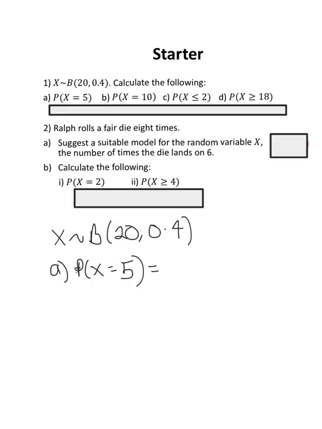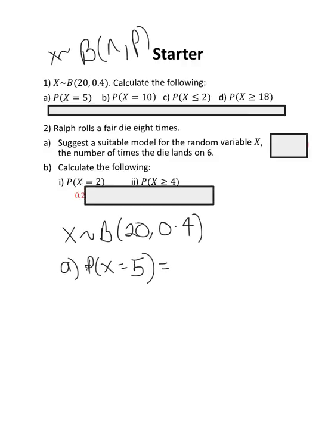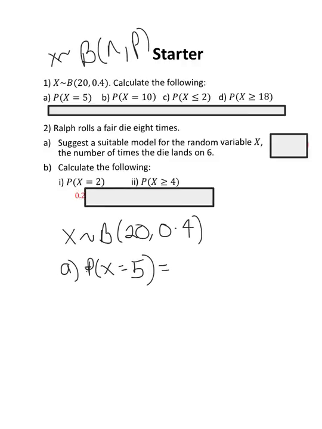Our n is 20. Because remember, binomial distribution, our parameters are n and p, where n is the number of trials and p is the probability of success. So in your calculator we've put n equals 20 and our p here in this case is 0.4. And when you put that in, you'll get your probability. So you should have found that p equals 0.75.